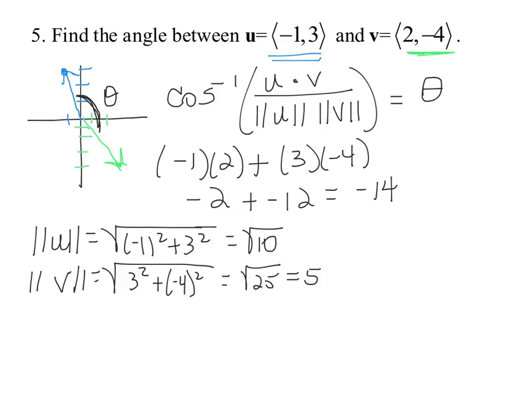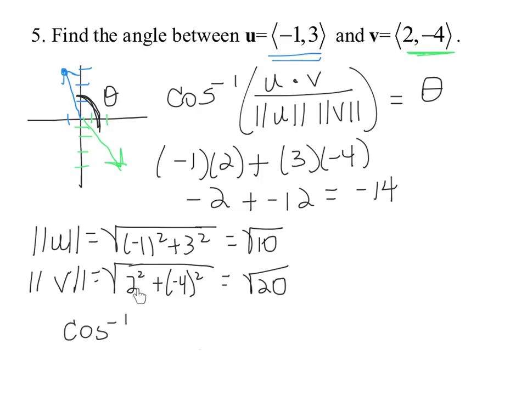Okay, so now what we're going to do is take our parts: this -14, which is the part of our numerator, and this 5 times root 10, which is going to be part of my denominator, and I'm going to do the cosine inverse of that ratio, and that's going to give me my angle measurement. All right, as I was writing my cosine inverse, I realized that I made a mistake right here with my vector.